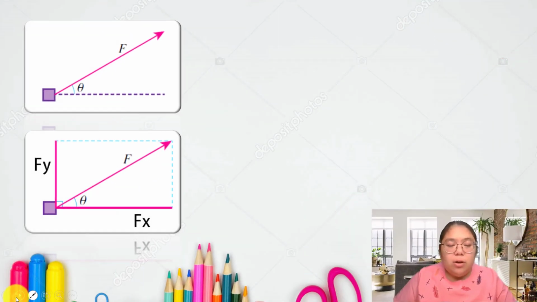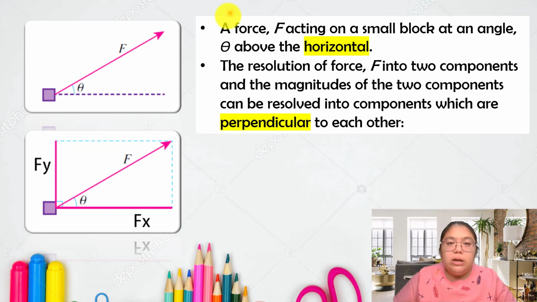Okay, now we're going to continue to the next part. A force acting on a small box at an angle theta. In this example, a pulling force acts on the box at an angle theta above the horizontal line. So now, the resolution of the force into two components and the magnitudes of the two components can be resolved into components which are perpendicular to each other.